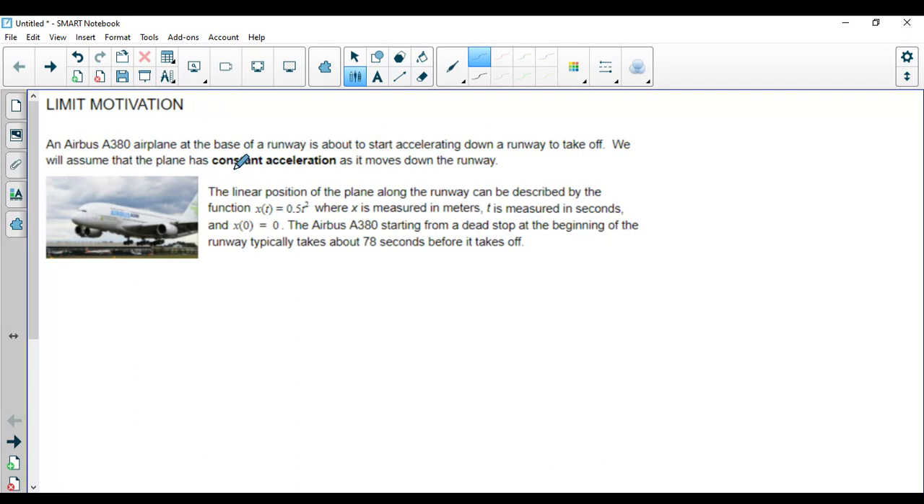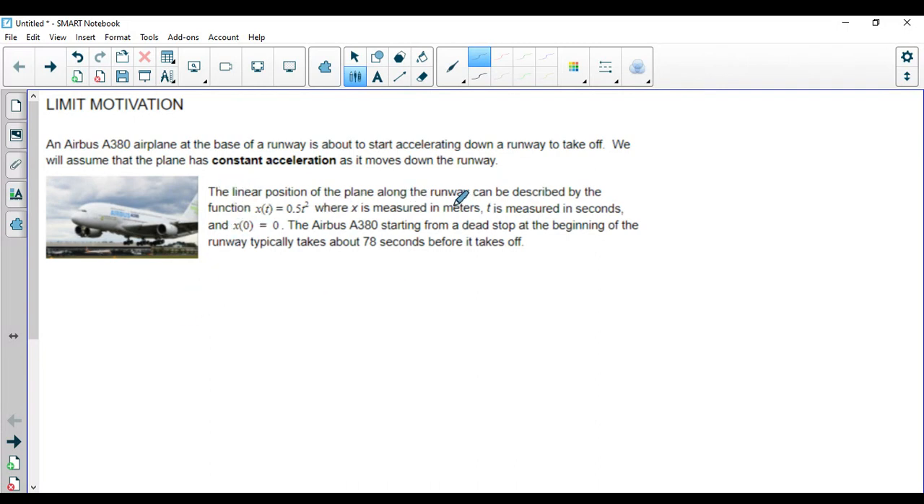It's an awesome plane. Anyway, it's at the base of a runway. It's about to start accelerating down the runway so that it can take off. And we're going to assume that the plane has constant acceleration. That might not be entirely true, but for the purpose of this problem, we're going to say that it does. So its acceleration is constant.